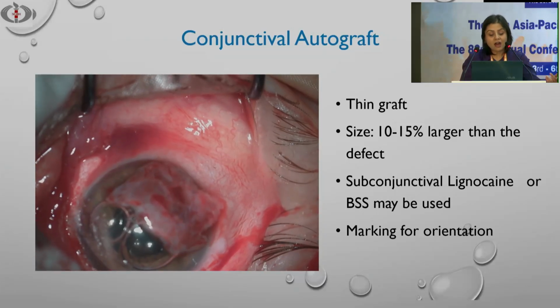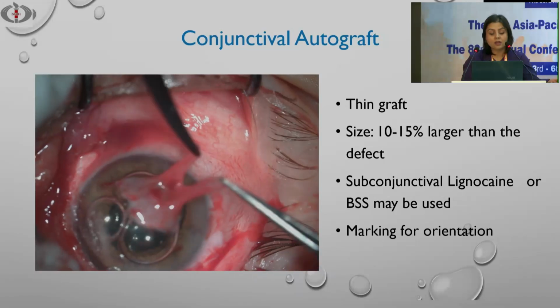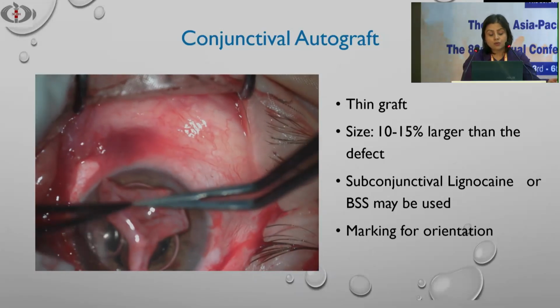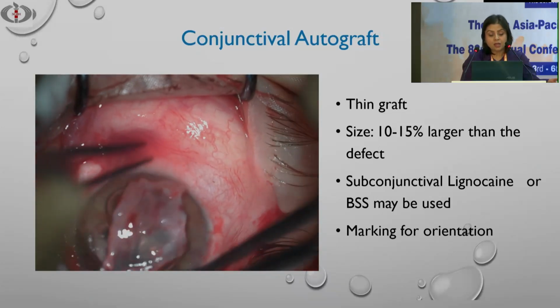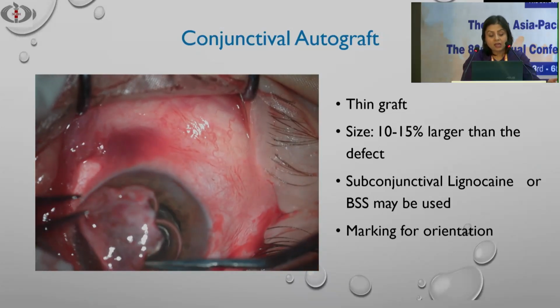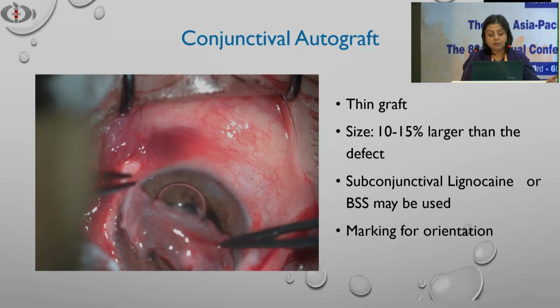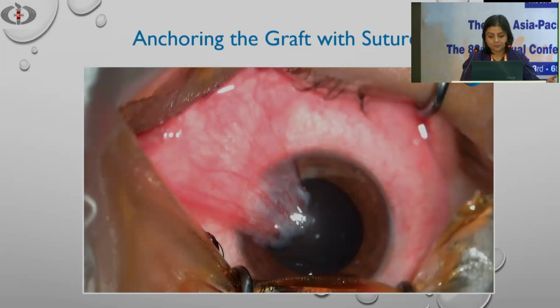So once we have harvested this graft and we have a free graft, we are going to flip it because we want the conjunctival side up, the conjunctival epithelial side up. So we flip it in place, and then we see the orientation, assess the size, and then we can place it where we need the graft to be. So limbus towards limbus, make sure that the orientation is right, and then slide it into place.